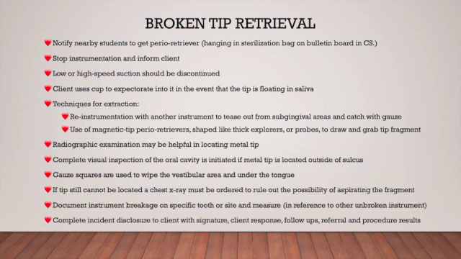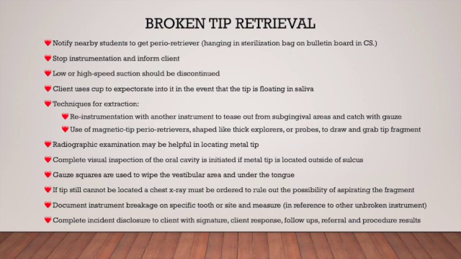Radiographic examination may be helpful in locating a metal tip that cannot be retrieved. Complete visual inspection of the oral cavity is initiated if metal tip is located inside or outside of sulcus. Gauze squares are used to wipe the vestibular area and under the tongue.